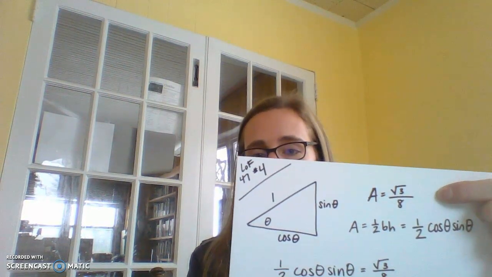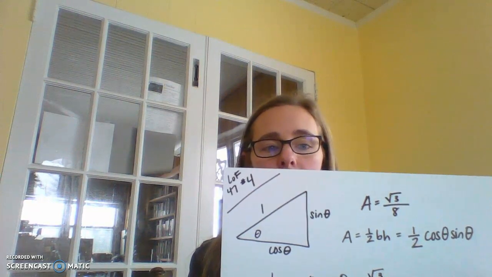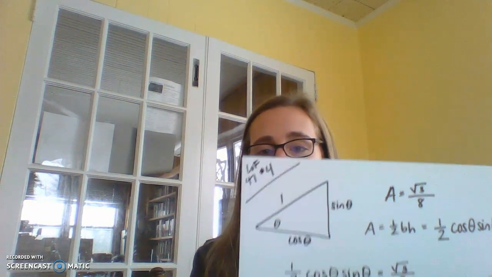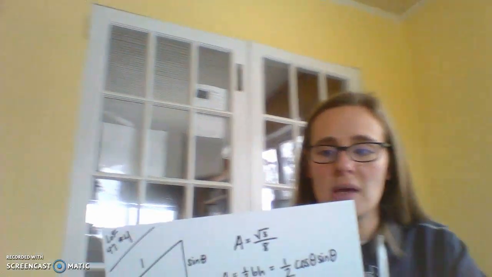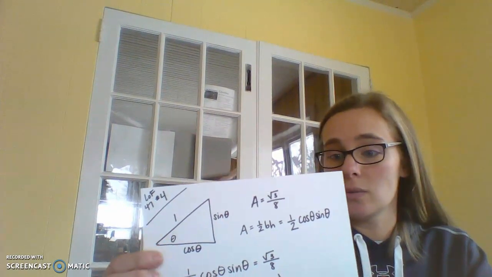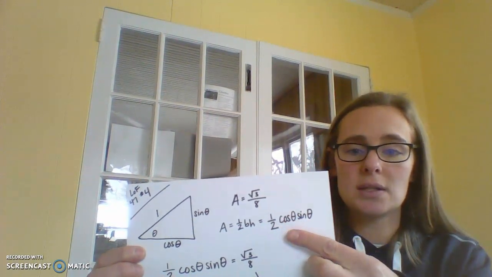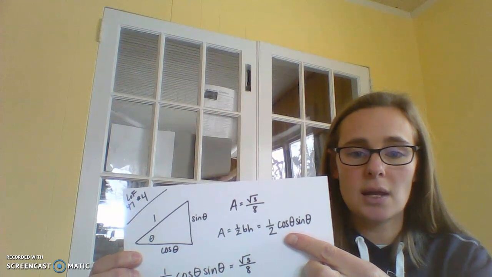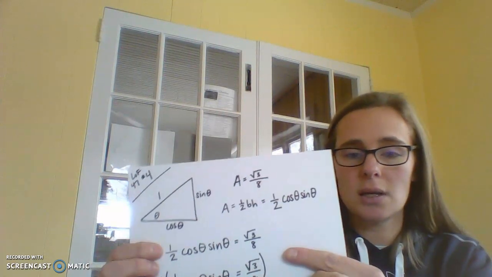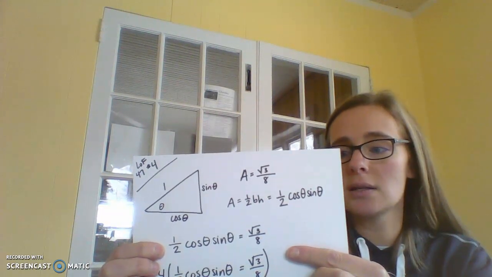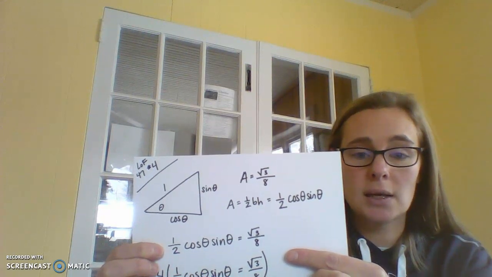So we're going to combine a couple things here. We know that the area of a triangle is 1/2 base times height. So we're given the base and the height here in terms of sine and cosine. So that's the same thing as 1/2 cosine theta sine theta. So we can rewrite this then as 1/2 cosine theta sine theta is equal to root 3 over 8.